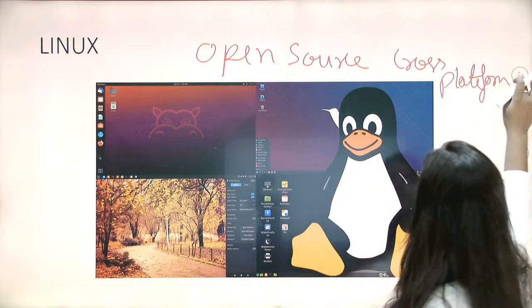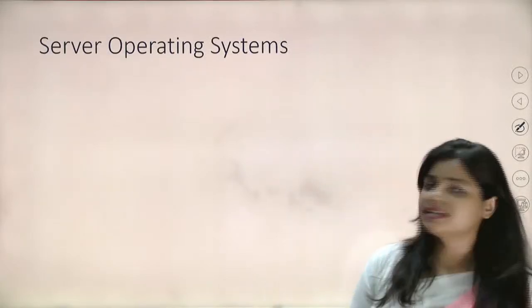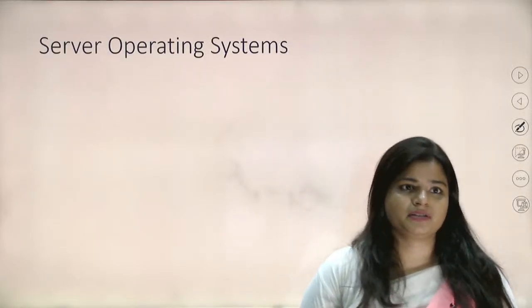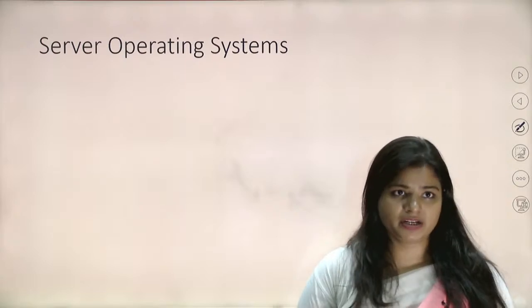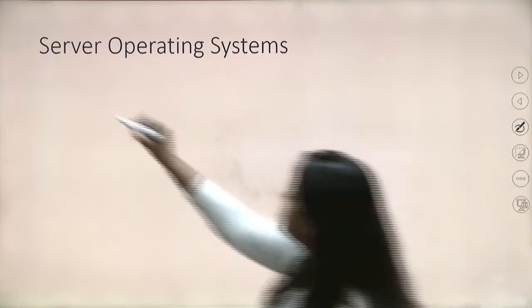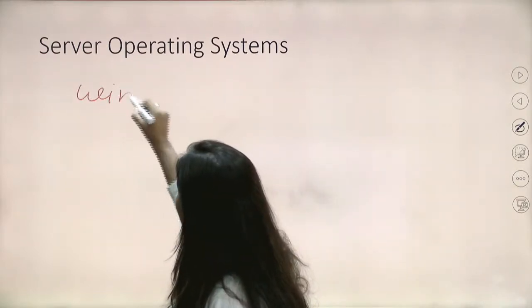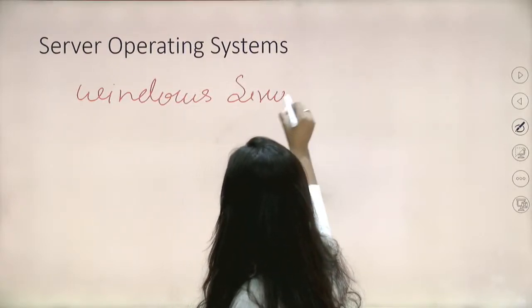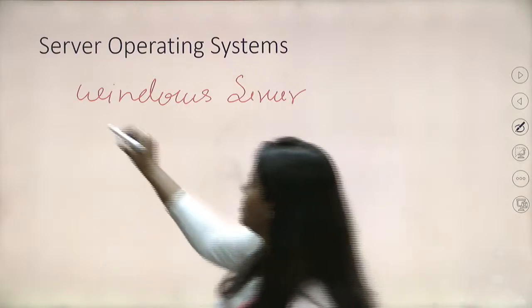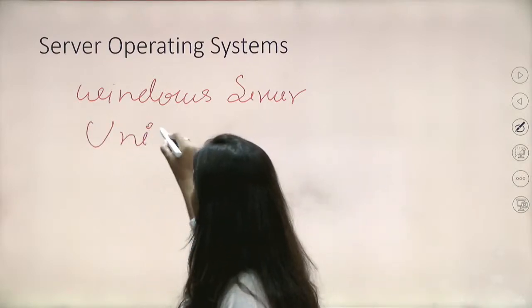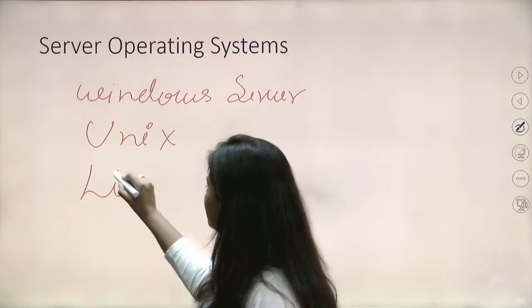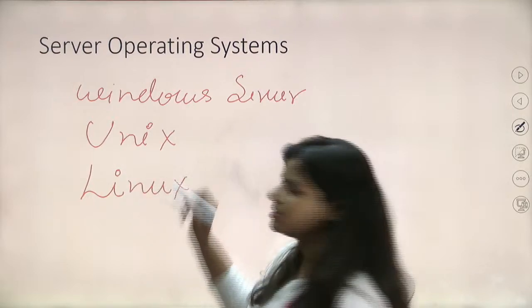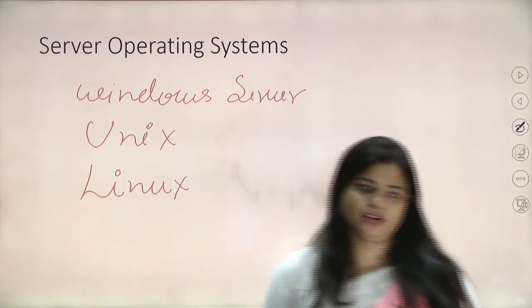So move towards the next. We are talking about server operating systems. What is a server operating system? We have three categories over here. First is Windows Server, second one is Unix, and third one is Linux.